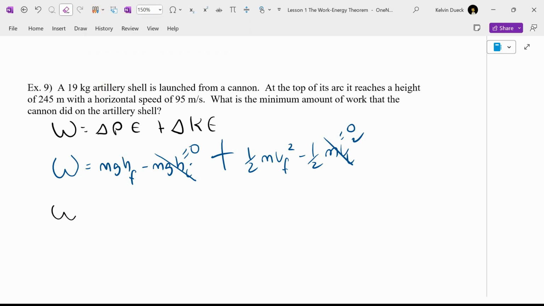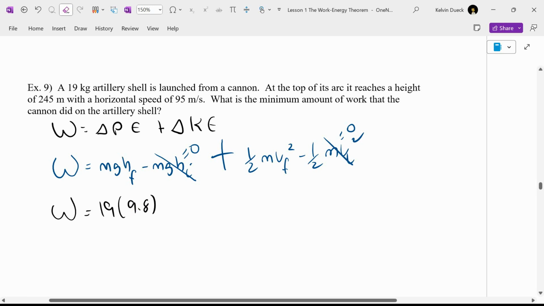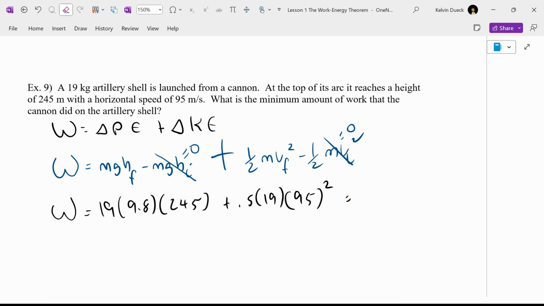Let's crunch this. The work is going to be 19 times 9.8 times 245 plus 0.5 times 19 times 95 squared. That's mgh final plus a half mv final squared. This would be the artillery shell work equation. What do you get? Positive or negative, first of all? Yeah, the shell has to gain energy. Positive, what is it? So 131,000 joules.